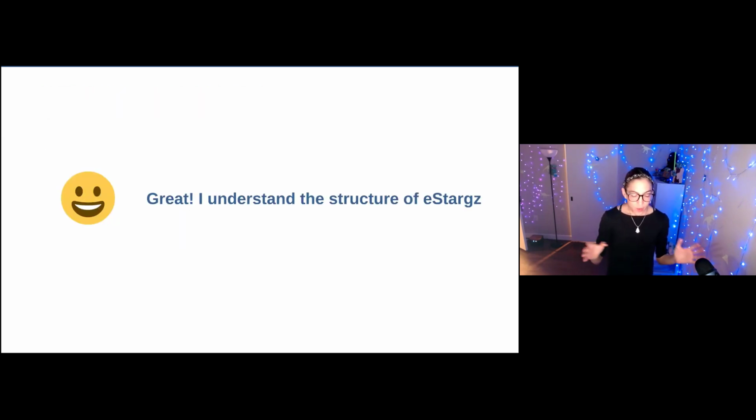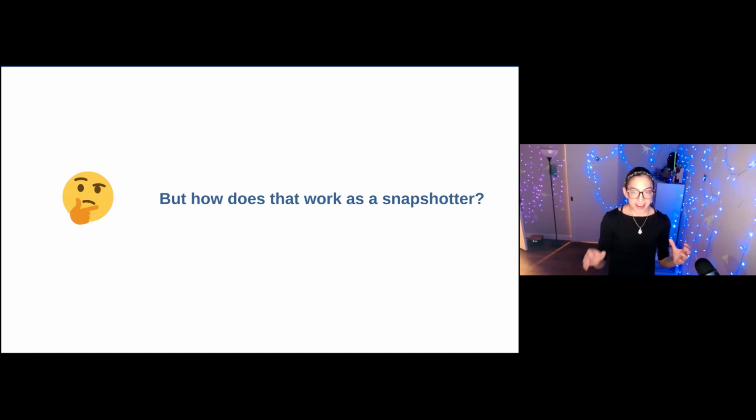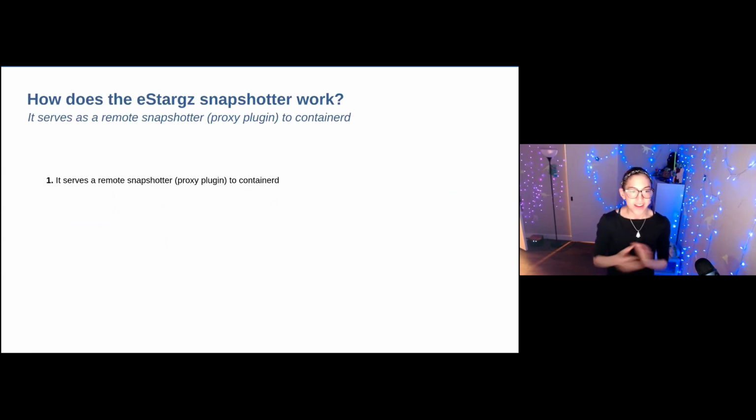So great. We now understand the structure of stargz. We know that it's going to have an index that describes the contents. We know that there's going to be some prefetch content, but what is the snapshotter doing? I'm still missing this piece of the story. Let's talk about that. So how does the snapshotter work?